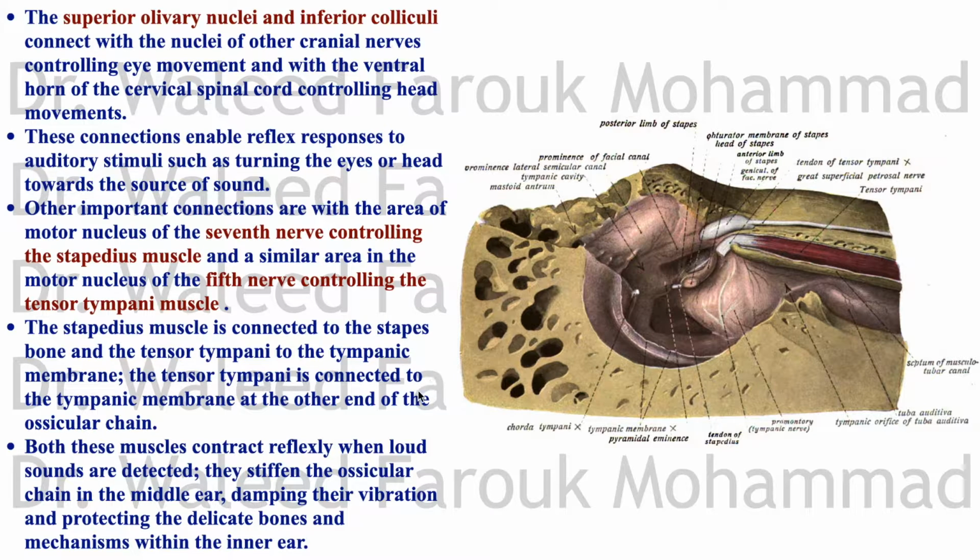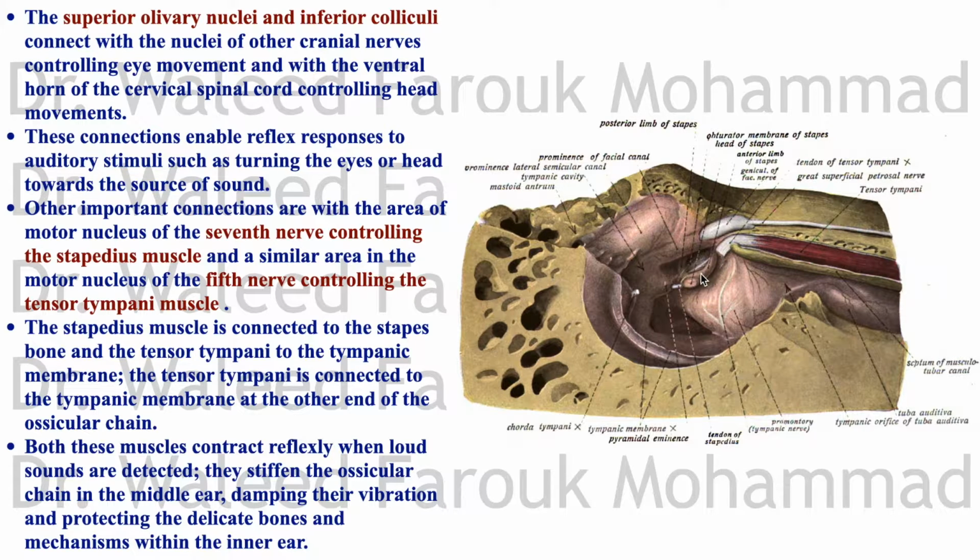And now the connections enable reflex responses to auditory stimuli, such as turning the eyes and the head towards the source of the sound. Also, we have important connections with the motor nucleus of the seventh nerve controlling the stapedius muscle and the fifth nerve controlling the tensor tympani muscle. As you studied before, these two muscles, this is the tensor tympani, and the stapedius is attached to the stapes, as you can see here.